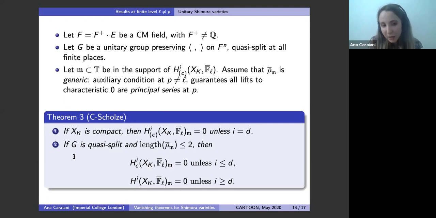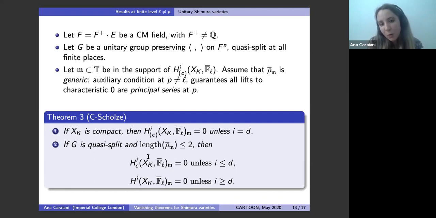And then another case that we treat is one where the group is quasi-split. And in particular, that's going to imply that the Shimura variety is non-compact. The unitary group will have signature N, N. I want to consider an even quasi-split unitary group, and the length of the residual representation to be less than or equal to 2. So either absolutely irreducible, or at most a direct sum of two absolutely irreducible representations.